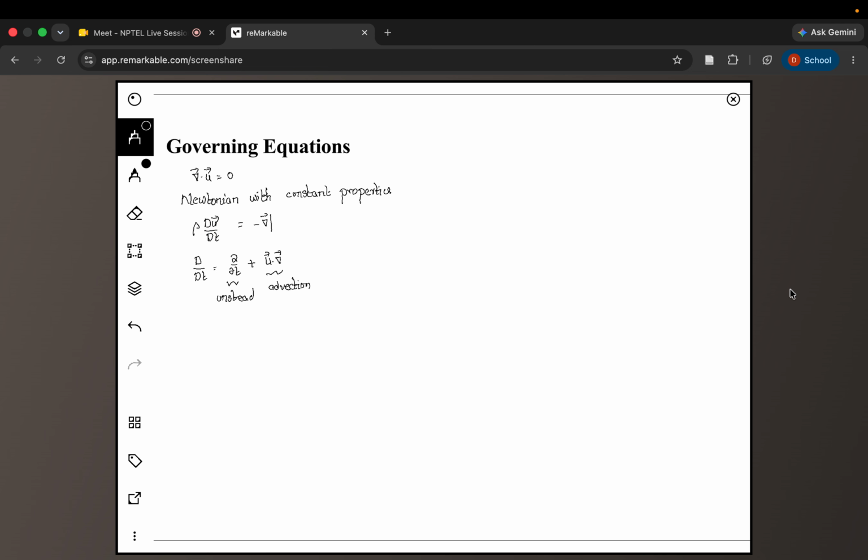negative of the pressure gradient. This term essentially says that whichever direction the pressure gradient is, the flow will happen in the reverse direction. So if fluid flows from high pressure to low pressure, it should happen in the reverse direction of the pressure gradient. That is the negative grad P.